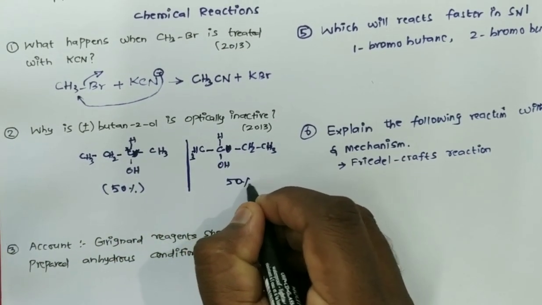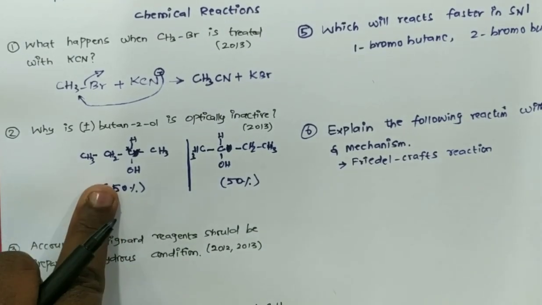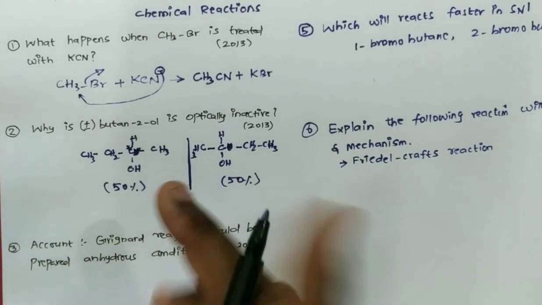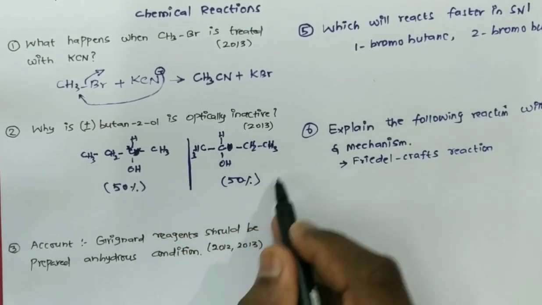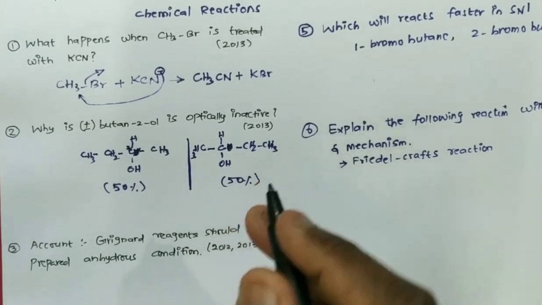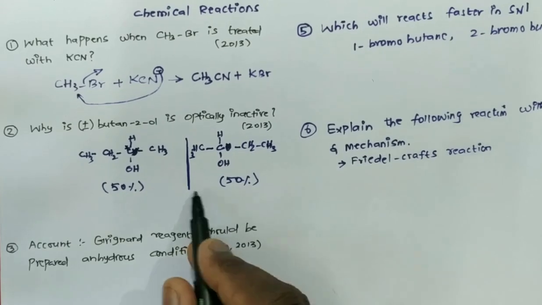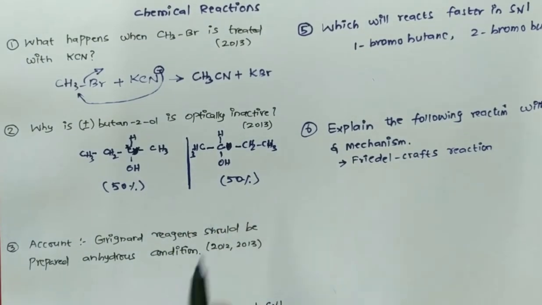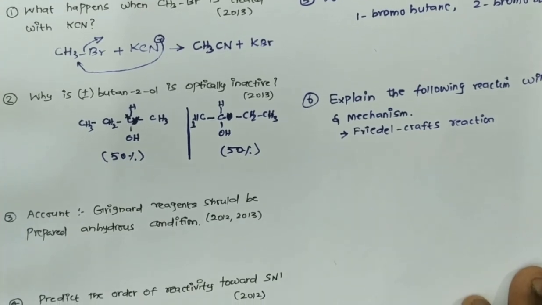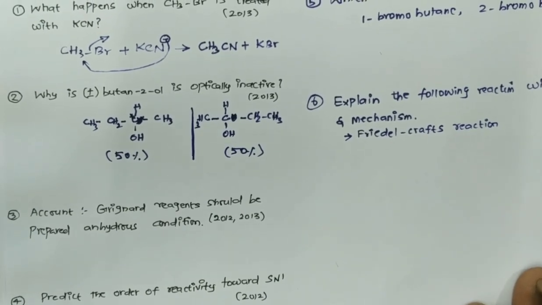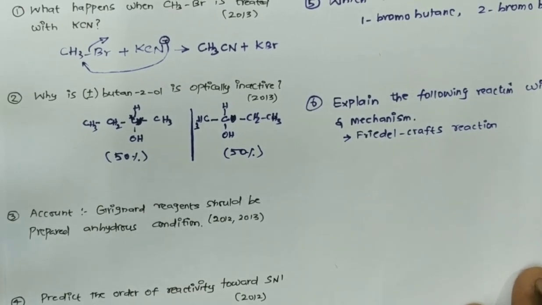50% of these enantiomers rotate the plane polarized light in the clockwise direction, and because of the presence of the other 50%, which rotates the plane polarized light in the anti-clockwise direction, the mixture is optically inactive. Are you able to understand, students? Only because of that 50% DL isomer mixture, the compound shows optically inactive nature.